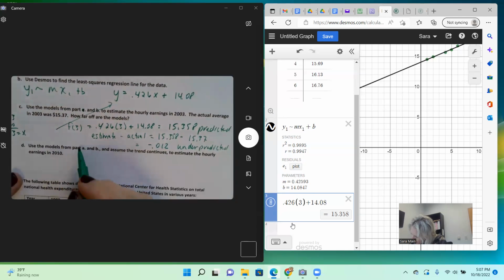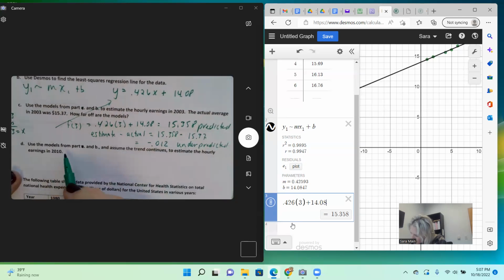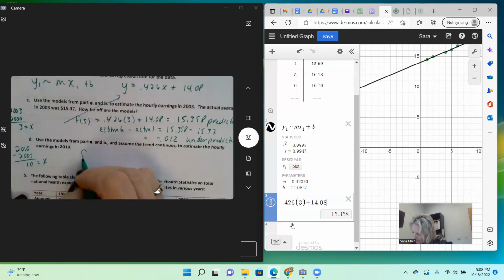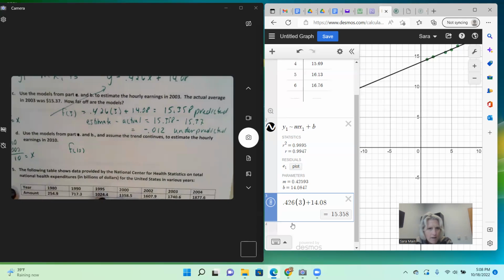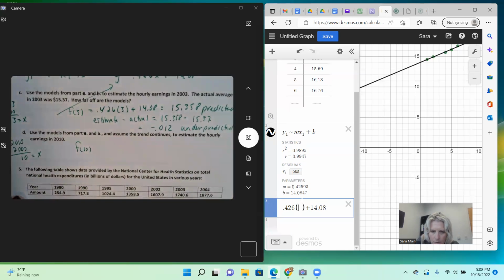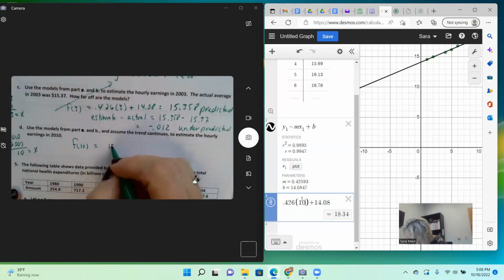So it says use the models from part B and assume the trend continues to estimate the hourly earnings in 2010. So 2010 minus 2000 will be x equal to 10. So f of 10. I'm just going to go back into my equation here and type in 10. And it's predicting that they will make $18.34 an hour.